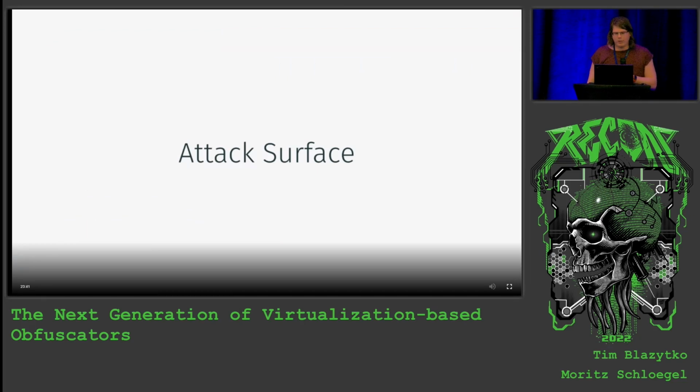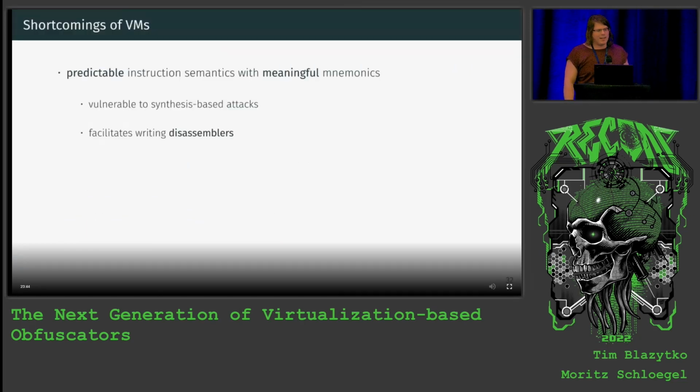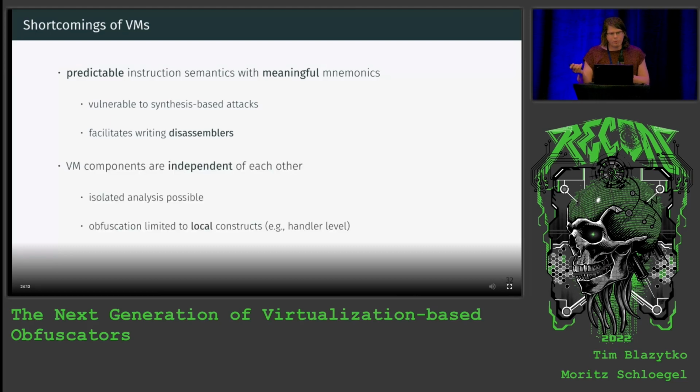So to conclude the attack surface, we have some shortcomings of current VMs. One of the shortcomings is that we have predictable instruction semantics with meaningful mnemonics. This basically means two things. First, they are vulnerable to synthesis-based attacks since the semantics are simple. And second, they enable writing disassemblers because they have something like an addition or multiplication.